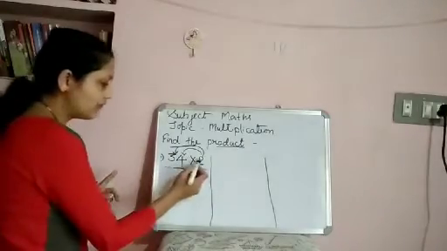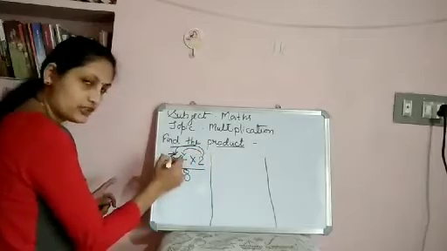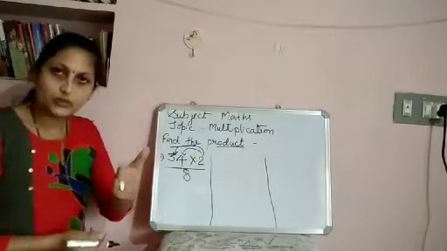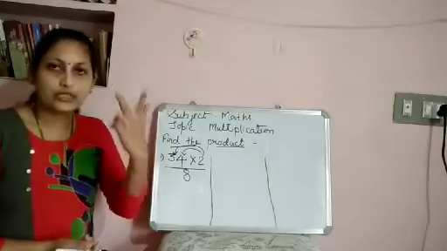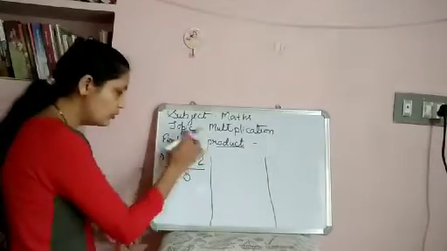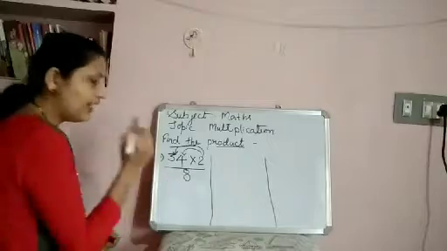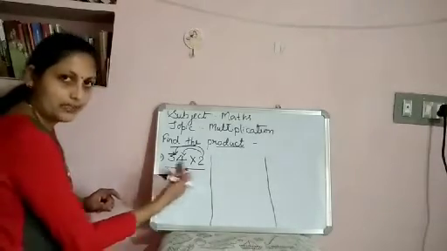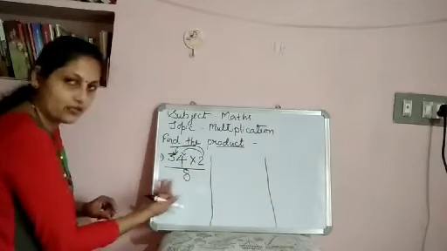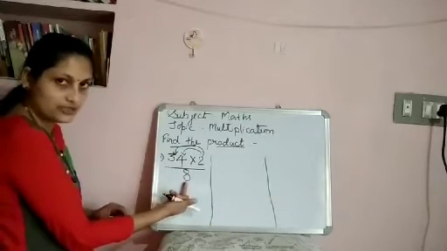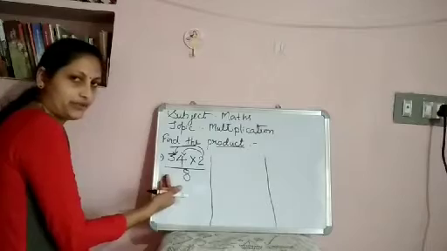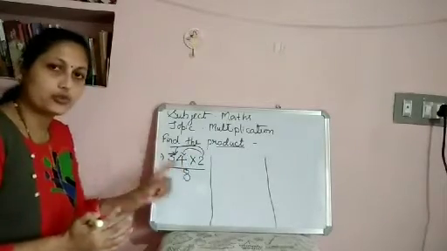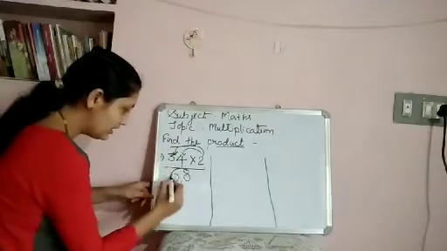Next, you have to multiply 2 with the next digit, that is 3. 2 ones are 2, 2 twos are 4, 2 threes are 6. So 2 threes are 6. Where do you write the 6? Before the 8, not after the 8. The 8 is in the ones column, the first digit. Before the 8 you write the second answer, that is 2 threes are 6. Write it here.